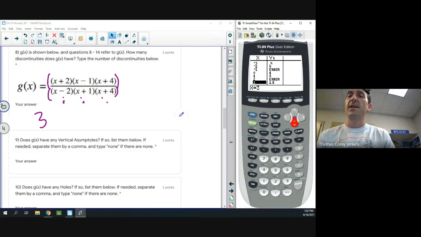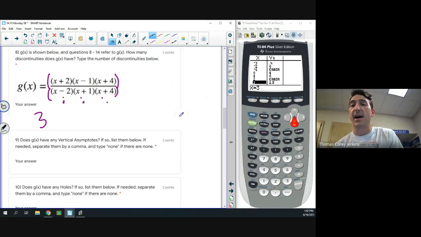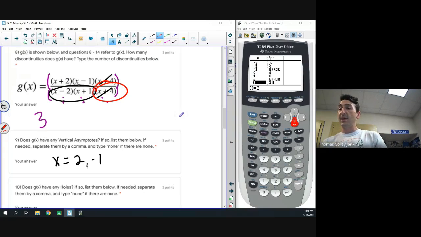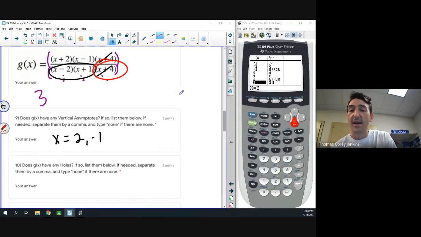And now a vertical asymptote is one that's left after we cancel common factors. So the only thing that's going to reduce is x plus 4 over x plus 4. So these two right here would represent my factors that give me my vertical asymptotes. So that would be x equals 2 and -1. Any holes? So that would go with the part that canceled. That's the removable discontinuity, also known as. And so that would be x equals -4.